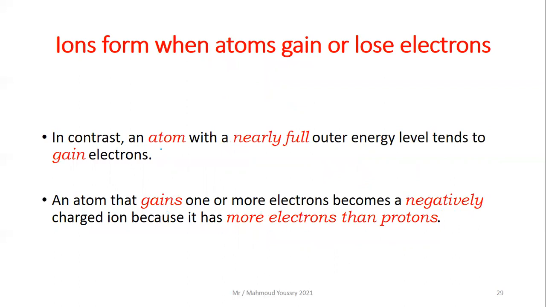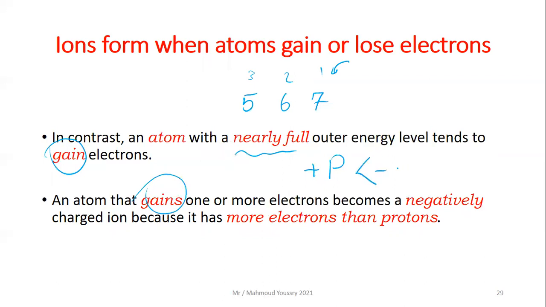On the other hand, an atom with a nearly full outer energy level, containing 5, 6, or 7 electrons, tends to gain electrons. It is easier to gain 3, 2, or 1 electron than to lose 5, 6, or 7 electrons. So when the atom gains one or more electrons, the number of positive protons becomes less than the number of negative electrons. In this case, the atom becomes a negatively charged ion because it has more electrons than protons.